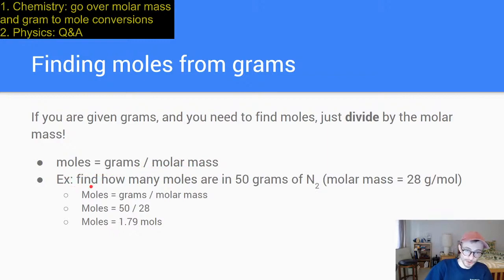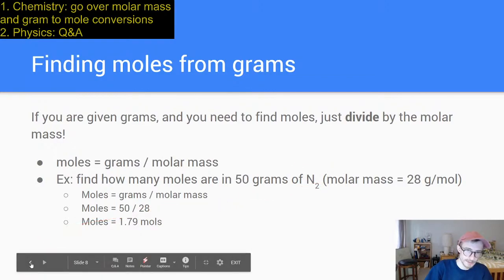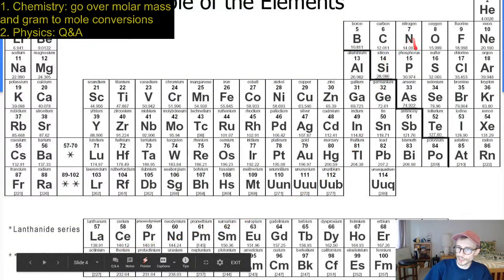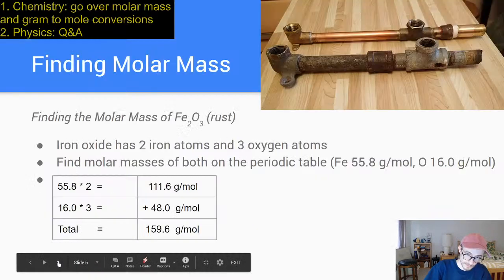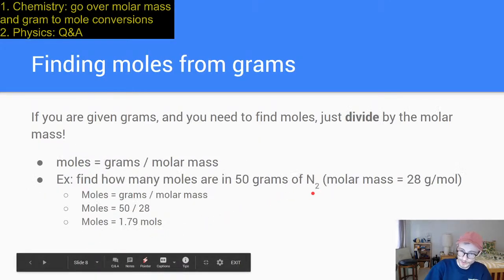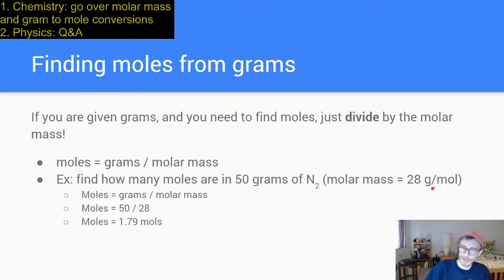So as an example, let's say I wanted to find out how many moles are in 50 grams of nitrogen gas, or N2. So if I wanted to find the molar mass of nitrogen gas, I could go back to my periodic table. Nitrogen here has a 14.007 grams per mole. I can just round that up to 14, and then I have 2 of them. So nitrogen gas has a 2 there. It's called diatomic. And so 14 times 2, well, that's 28 grams per mole for nitrogen.